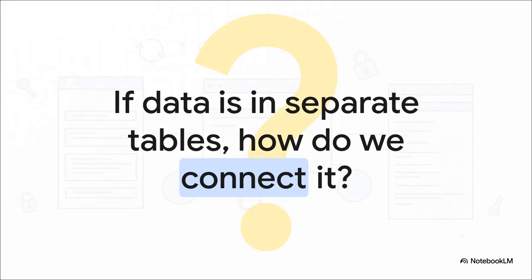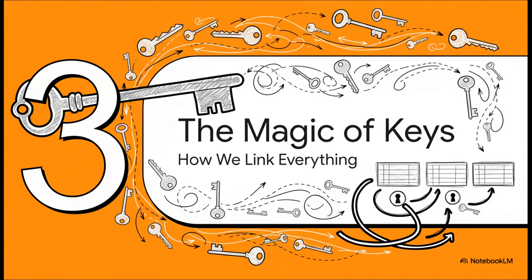But that brings up the million-dollar question, right? If Iron Man is in the heroes table and the Avengers are over in the teams table, how on earth does the database know that they belong together? We've pulled them apart, so how do we put them back together? The answer is so clever. It's a simple but incredibly powerful concept called keys. These little pieces of data are the magic that allows us to build bridges between our tables and create a single, connected web of information.